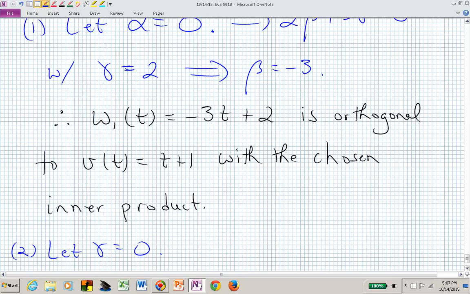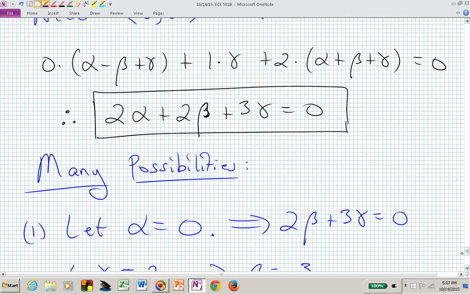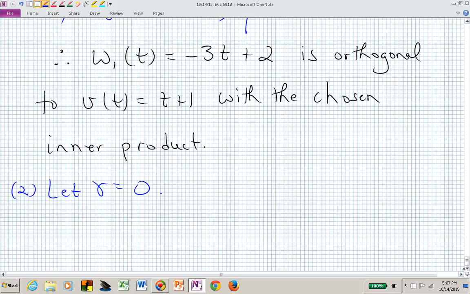So let's look at a different collection of alpha, beta, and gamma and see if that helps or makes it worse as to what we might think is orthogonal to something else. Now we go back to this boxed formula and we set gamma equal to 0, and we will end up with 2 alpha plus 2 beta plus 3 times 0 equaling 0.